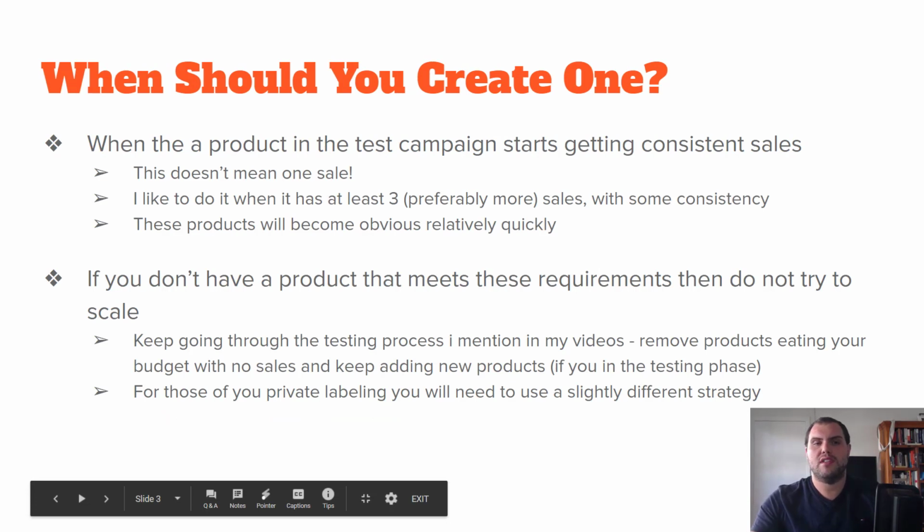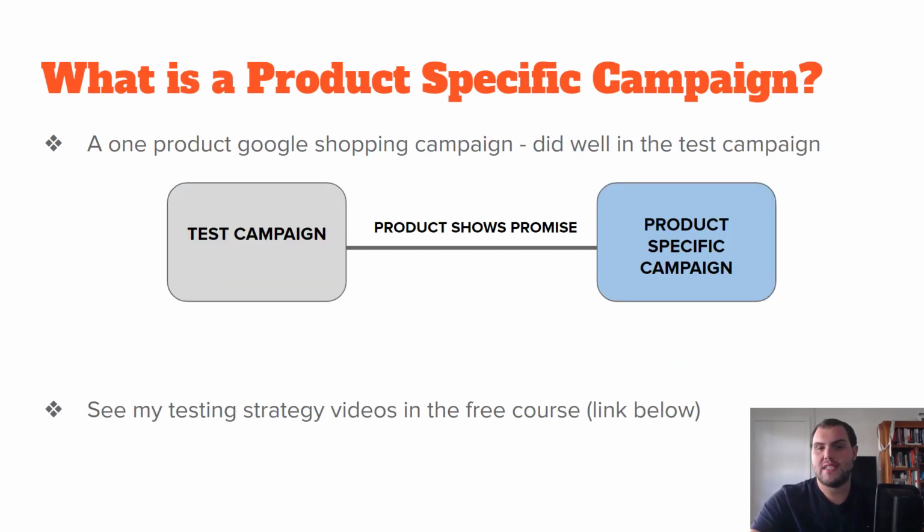So now that you understand what it is, guys, when should you create one? Basically, why we do this is you'll find in a test campaign that only a few products are going to get impressions and clicks. So Google is going to favor certain products that it thinks are going to get more clicks or more conversions. And so even though you might have a product doing really well within the test campaign, you're not going to be able to scale an individual product as hard. You might be able to scale in totality relatively hard by increasing the budget, but at some point, you're going to want that product to have more attention, and that's why we put it in a product-specific campaign. So as I said earlier, the testing strategy video is in the link below. Make sure you watch it.